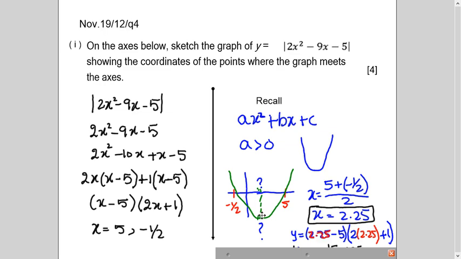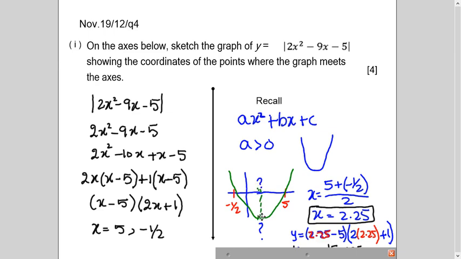I'm repeating, because it is a symmetrical curve and the turning point x coordinate is the mid value of this. So I'm simply adding up minus half and 5 and dividing it by 2. This is what I have done here. It gives me 2.25. So x coordinate of the turning point is 2.25.